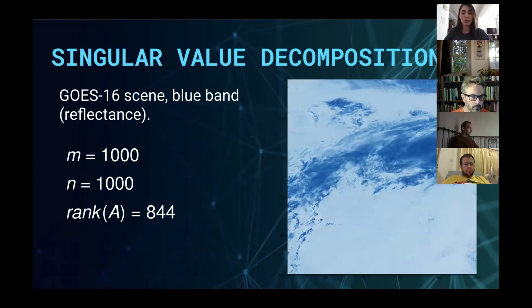So just to show an example of how it looks in real life. This here is a scene from a GOES-16 satellite, and it corresponds to the blue band, which represents reflectance from atmosphere. So in this specific sample, we have a matrix representation of this image. It's going to be M by N, with M equals N equals 1000. And the rank of this matrix, the number of independent columns in this matrix, is going to be 844. So that means that there are some few, like 100 something, column vectors that are not linearly independent, that can be represented as a linear combination of the other ones. So they don't really add any value or any information to my matrix representation.